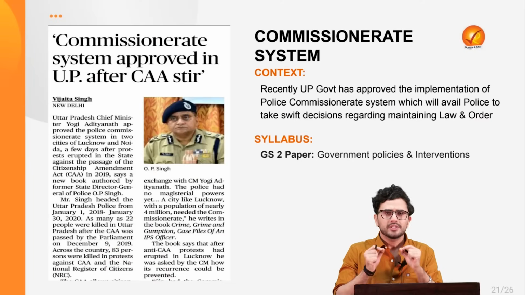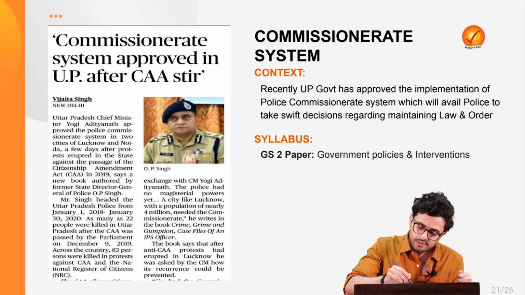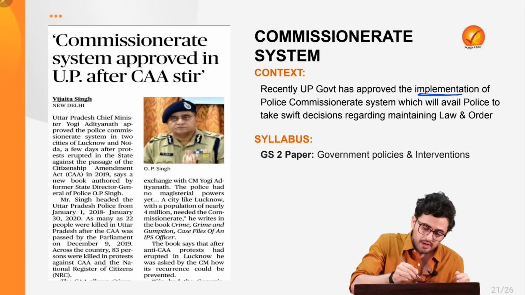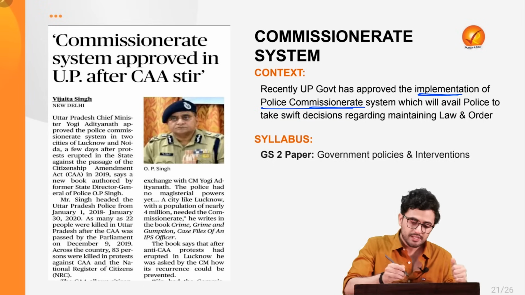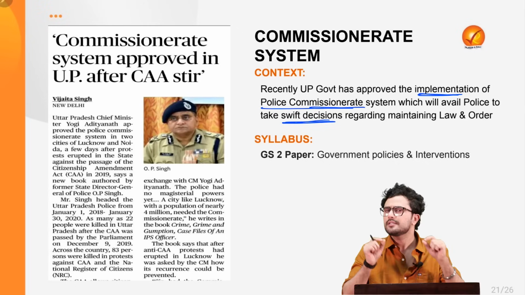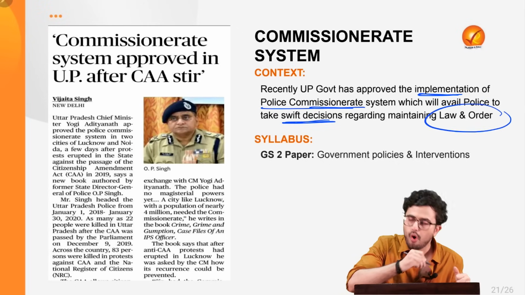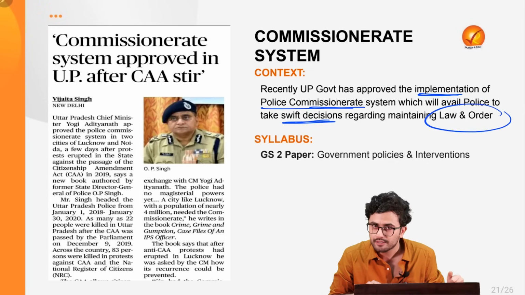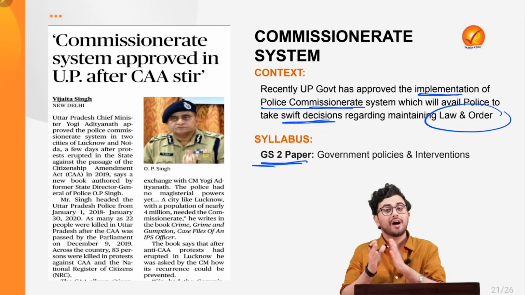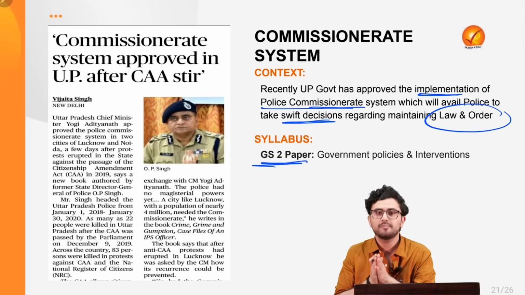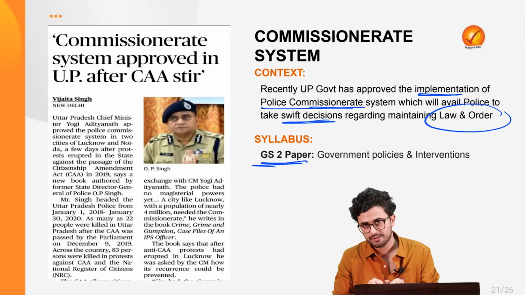Recently, the Uttar Pradesh government has approved the implementation of the police commissionerate system, which will enable the police to take swift decisions regarding maintaining law and order in the state. This forms an important component of your GS2 paper under the theme of government policies and interventions.